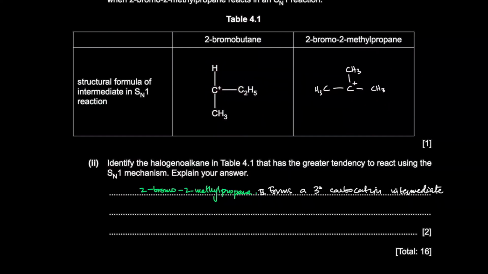Okay. Which is more stable than the secondary, right? Secondary would be 2 degree, right? You can also say 2 degree or secondary, either way is fine. Then the secondary carbocation intermediate.